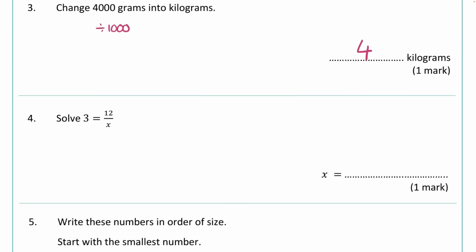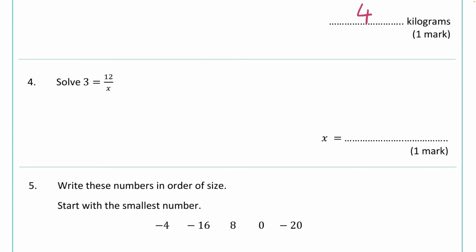For question 4, we have an equation to solve. It looks more complex than it actually is. It says to solve 3 is equal to 12 over something. Well, essentially all this is saying is, 3 is equal to 12 divided by, and then it wants us to know what number. So what do you divide 12 by to get 3? Well, hopefully you know that the answer to that is 4. You divide 12 by 4 to get 3.